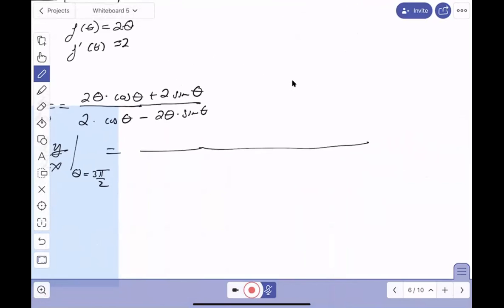So 2 times that angle would be 3 pi. The cosine of 3 pi over 2 would be 0, plus 2. The sine of 3 pi over 2 is minus 1. Let's go to the bottom. 2 times the cosine of 3 pi over 2 is 0, minus, well, 2 times 3 pi over 2 is going to be 3 pi. And then what do you get? The sine of 3 pi over 2 is going to be minus 1.